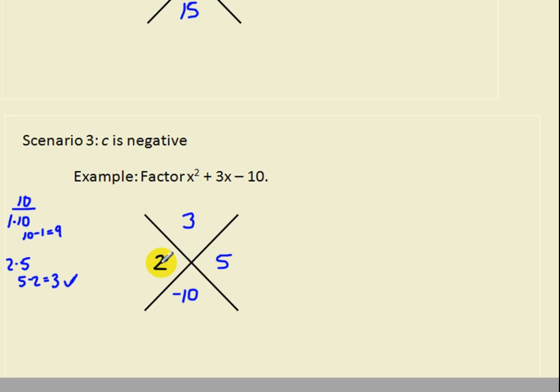Well, remember that when we add these two numbers, we end up with a positive 3. That means the larger of these two numbers has to be positive. In other words, the larger of these two numbers has to match the sign of b. That means our 2 is the negative. So negative 2 times 5 is negative 10. Negative 2 plus 5 is 3. So we end up with x minus 2 times x plus 5.